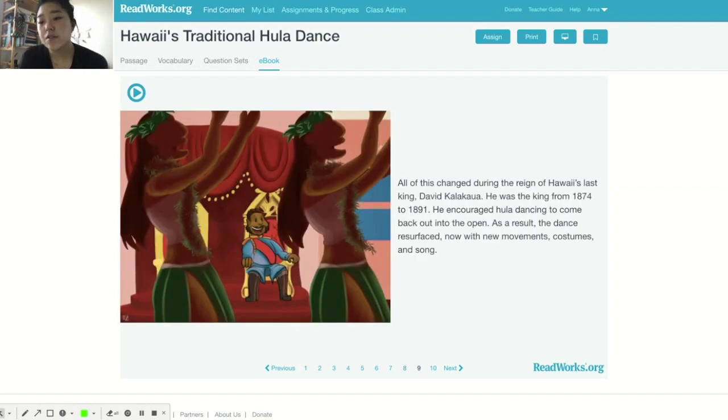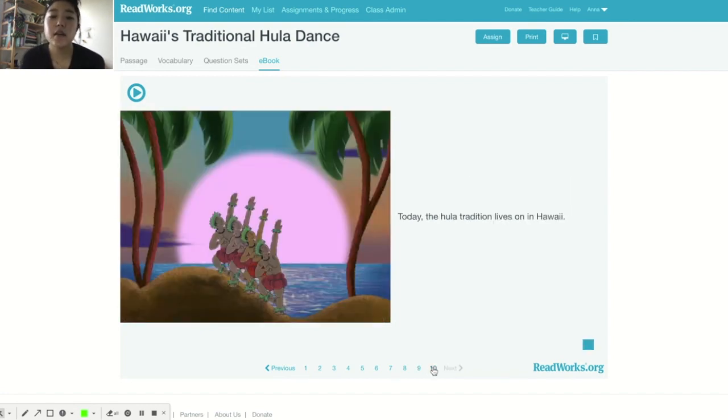All of this changed during the reign of Hawaii's last king, David Kalakaua. He was the king from 1874 to 1891. He encouraged hula dancing to come back out into the open. As a result, the dance resurfaced, now with new movements, costumes, and song. Today, the hula tradition lives on in Hawaii.